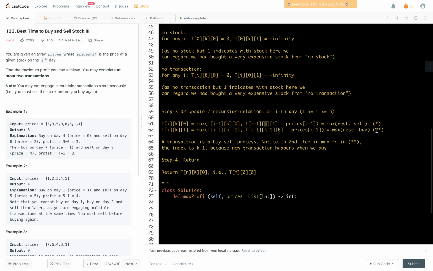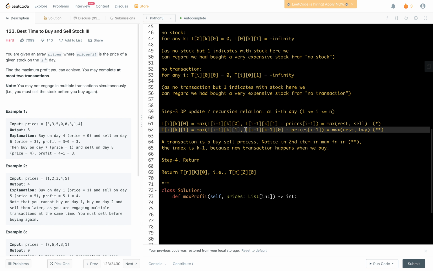This is equation star. And equation double star is the update for T[i][k][1], in other words, the maximum profit at the end of day I if we hold stock. In this case, there are two possibilities again. First, at the end of day I-1 we have stock, so we choose to rest at day I. So this is T[i-1][k][1], and the allowed transaction number is still K.